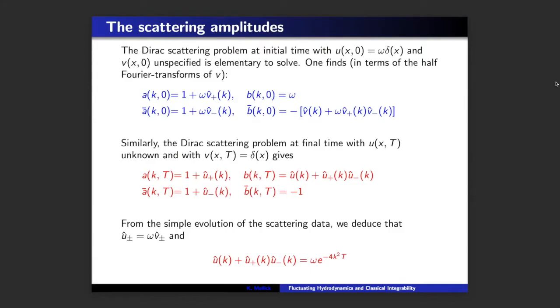So the U function, I should remind you, is the profile. So it has a nice physical interpretation. It's a profile. And it's more or less what we are looking at, the profile at final time. So this is the equation you get.